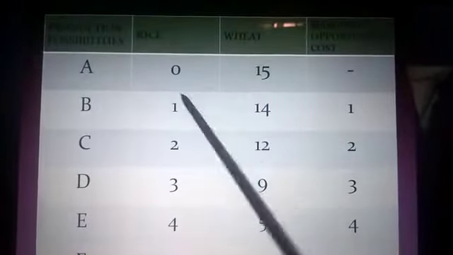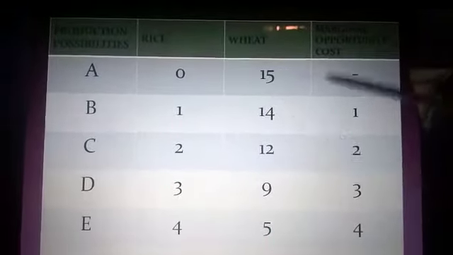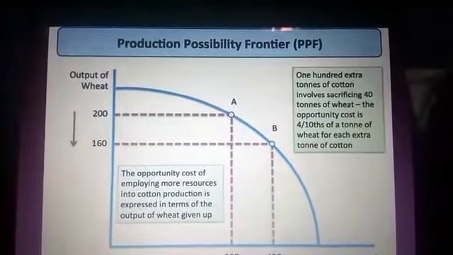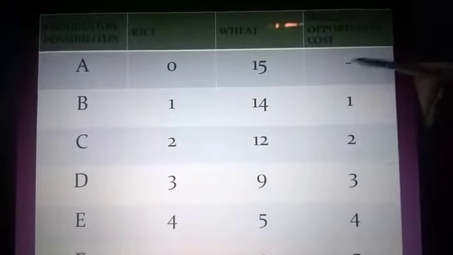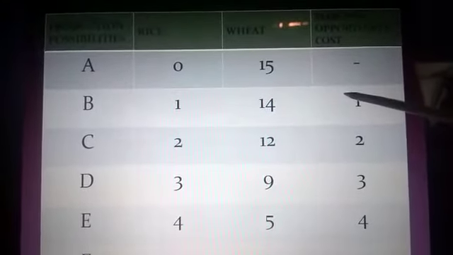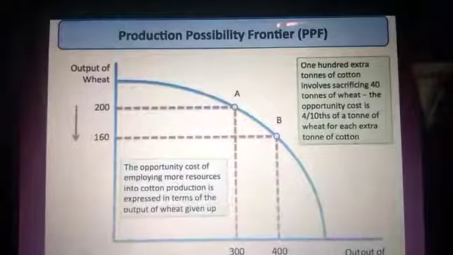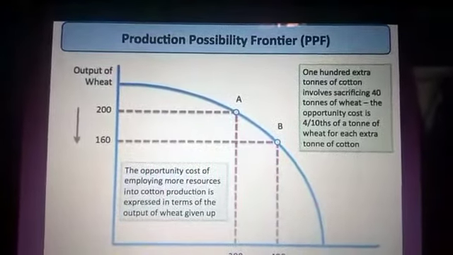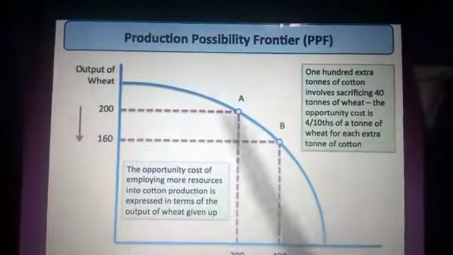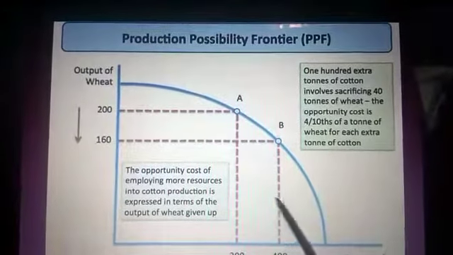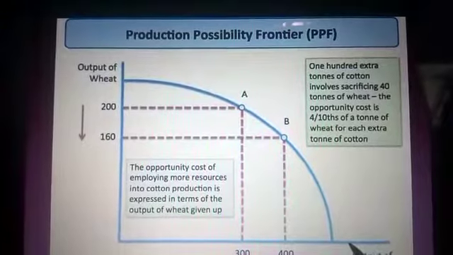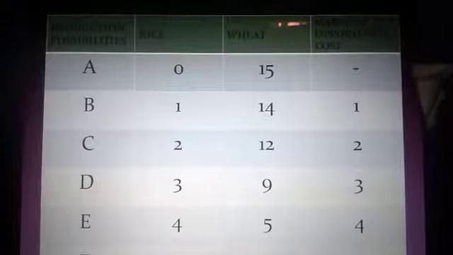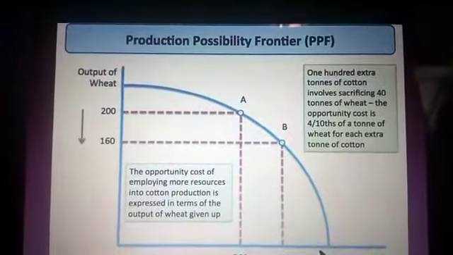Clear? Now, we do not find it to be a straight line, it curves downwards. The reason behind that is the opportunity cost keeps on increasing every time. And that's what gives the curve a concave shape. Had the sacrifice every time been the same, 1 kg or 2 kg, we would have got a straight line production possibility curve or frontier. Since the sacrifice is increasing, we get a concave shape graph.